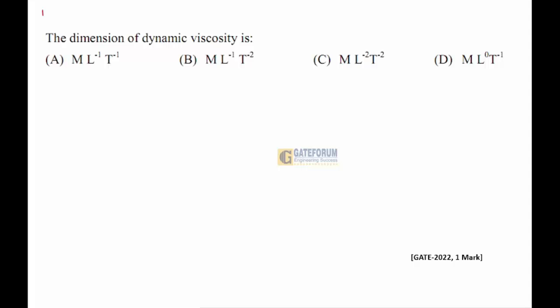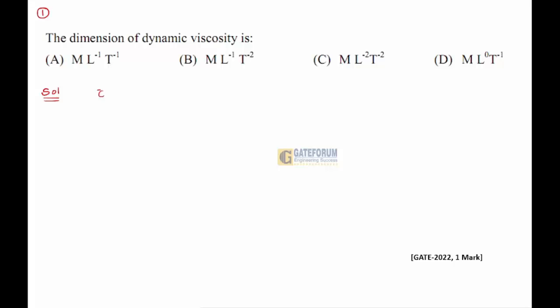When we are going with the first question of GATE 2022, 1 mark in Fluid Mechanics: the dimensions of dynamic viscosity are (A) M L inverse T inverse, (B) M L inverse T power minus 2, (C) M L power minus 2 T power minus 2, (D) M L naught T power minus 1. Now, when we see the dimensions of dynamic viscosity, the resistance offered by one layer of the fluid onto its adjacent layer, we call it dynamic viscosity.